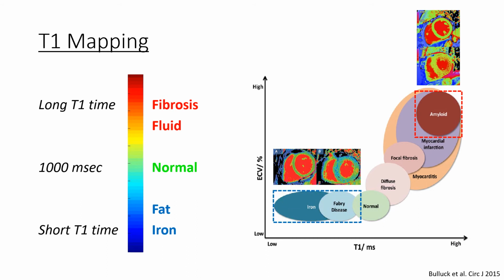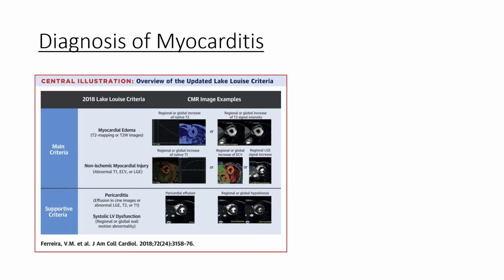And also at the other end of the spectrum, iron overload and Fabry's disease, which have very short T1 mapping times. Here we can see these blue short T1 pixels corresponding to fat-containing pixels in a patient with Fabry's disease. So this could be quite useful.